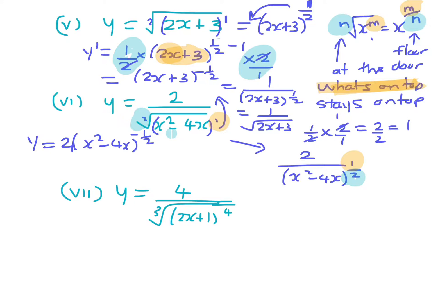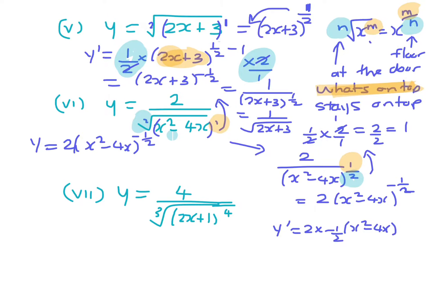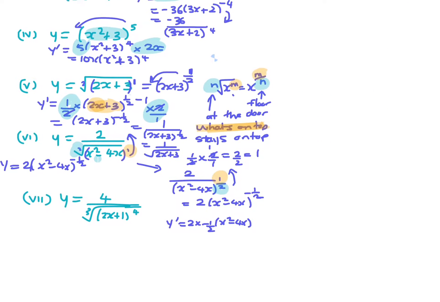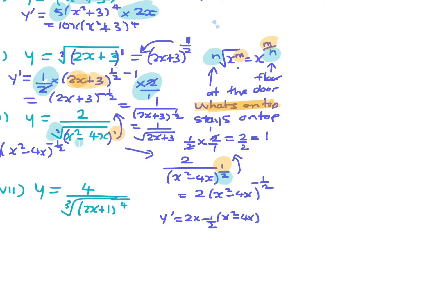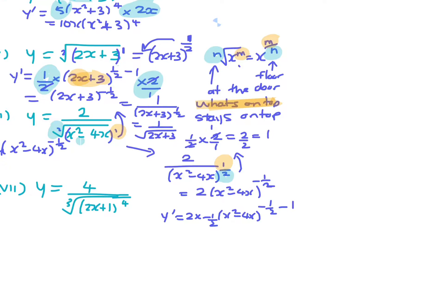Okay, so continuing with that now, I need to move it up to the top. So it's going to be 2 times x squared minus 4x, and it becomes a negative when you move it up to the top. So it'll be negative a half. Okay, so now when I differentiate, it's 2 times minus a half, x squared minus 4x, and that will be to the power of minus a half minus 1. And then you've just got to multiply by the derivative of what's inside. So what is inside? x squared minus 4x. When you differentiate that, that would be 2x minus 4.